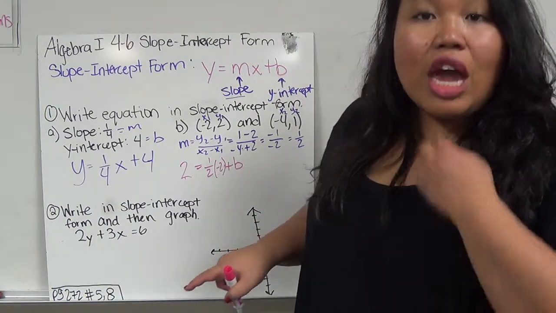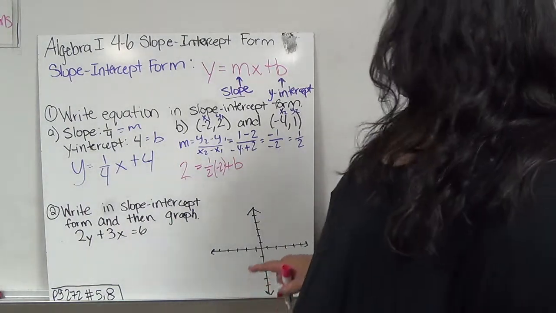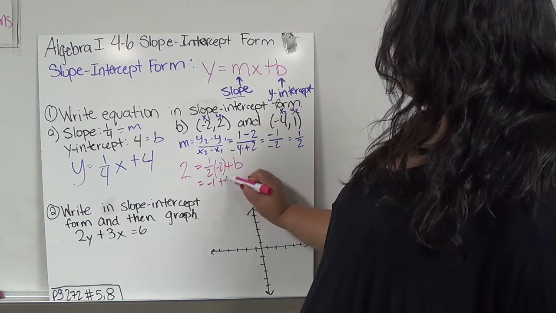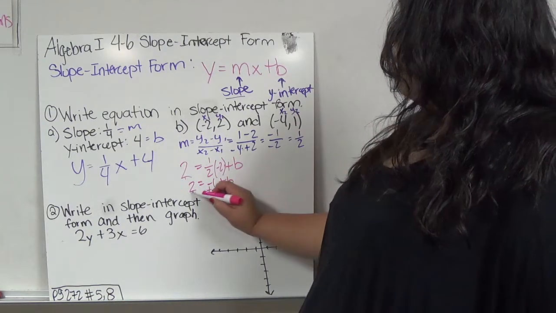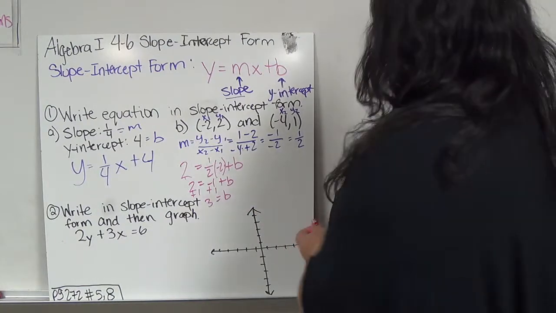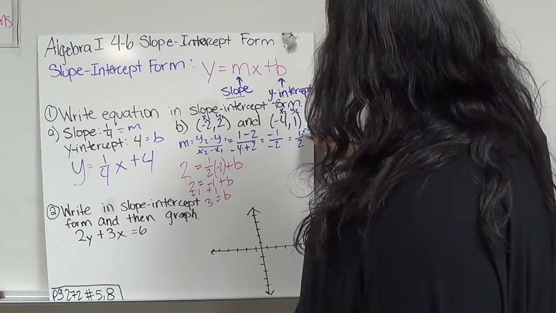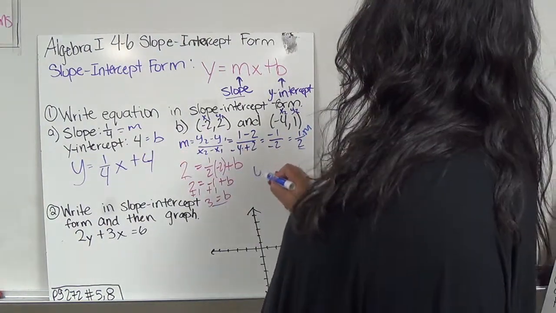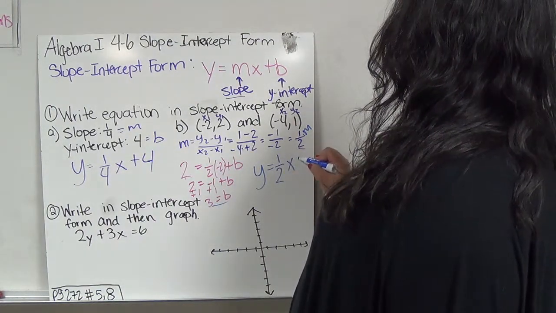Now I can solve. And once I solve, then I'm going to use my m and my b to create my equation. So 1/2 times -2 is -1 plus b. And I'm going to bring down 2. Then I'm going to solve for b by isolating it, adding 1 to both sides. I end up with 3 equals b. So now I have m right here, and I have b right here. So now, just like this one, I can plug it in. y equals my m, which is 1/2 x plus 3.